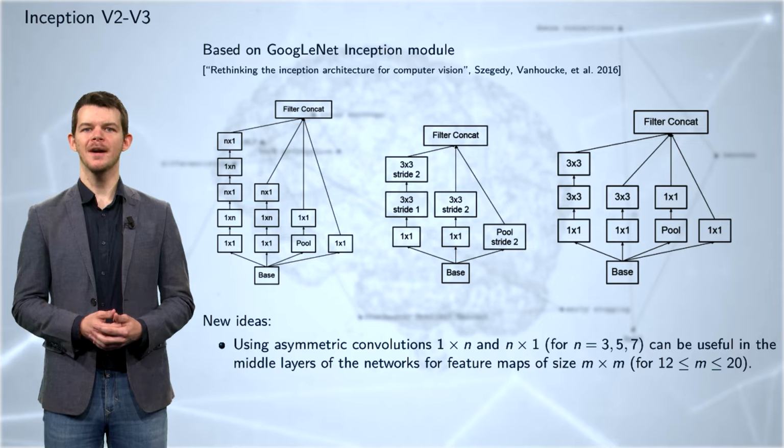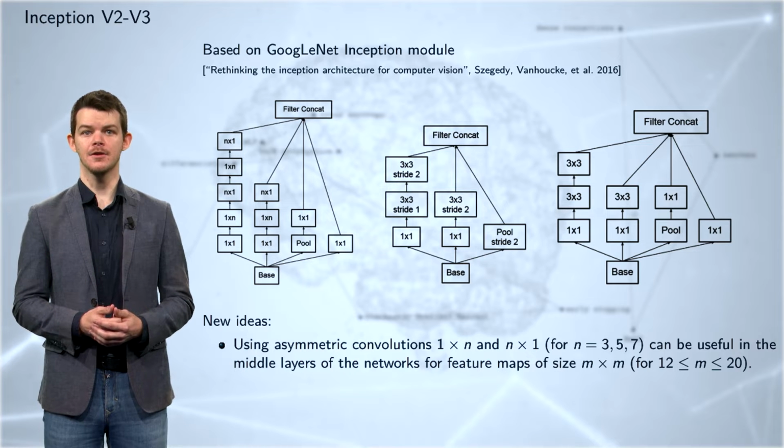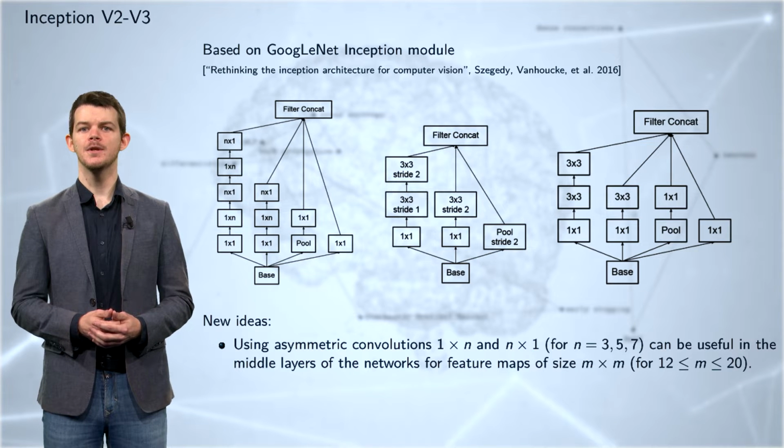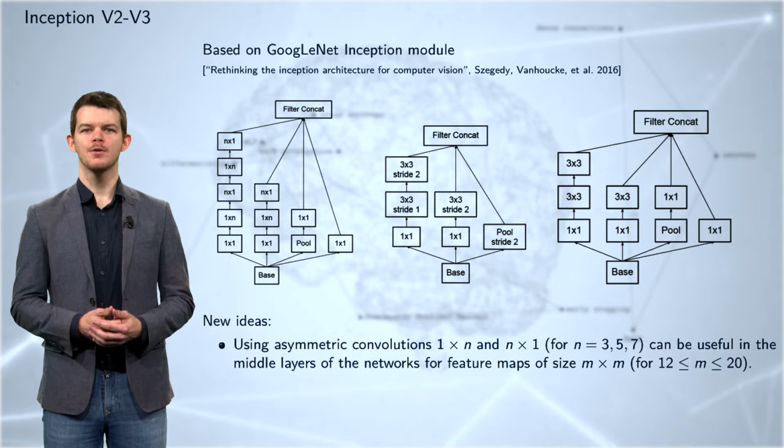Indeed, composing a 1 by n convolution with an n by 1 convolution is equivalent to a convolution with a receptive field of n by n, with additional constraints on the kernel parameters. Therefore, composing asymmetric convolutions as 1 by n or n by 1 convolutions can help reduce the overall number of parameters of the network. In the second inception module, two 3 by 3 convolutions are used with different strides.